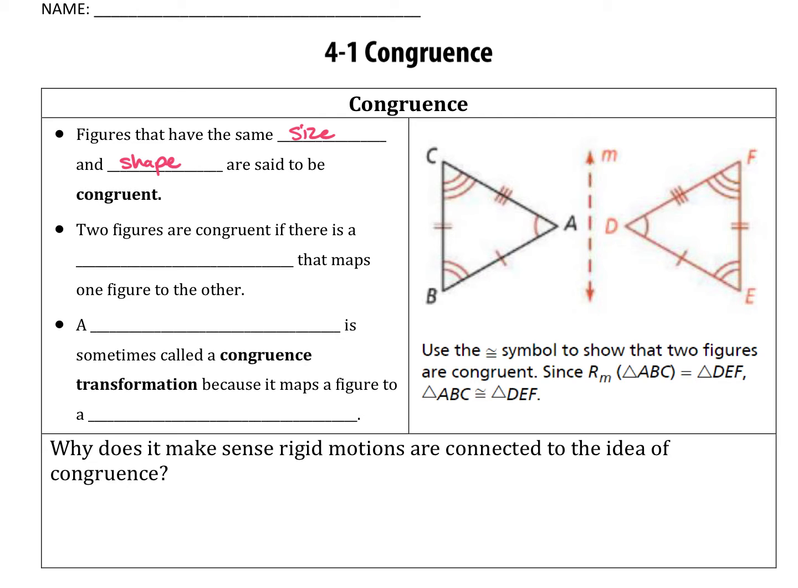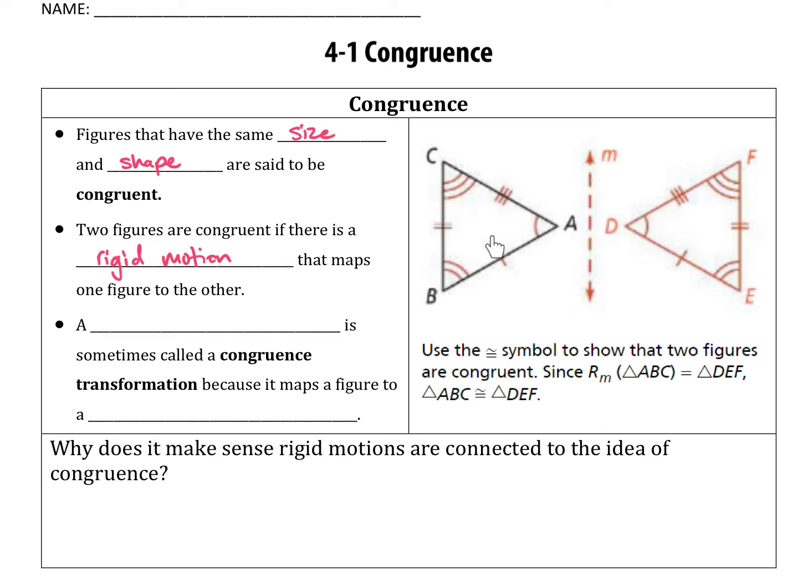Now, one way to determine whether or not figures have the same size and shape would be to think about the ideas that we just got done learning about when we were talking about transformations. Two figures would be considered congruent, the same size and shape, if there is a rigid motion that maps one figure to the other.